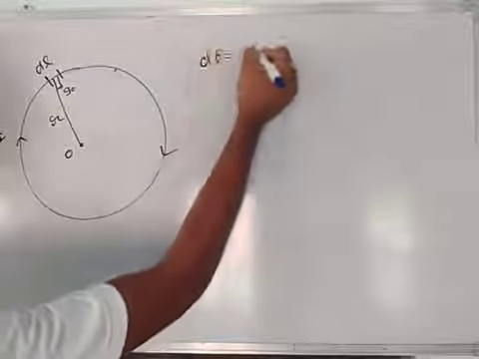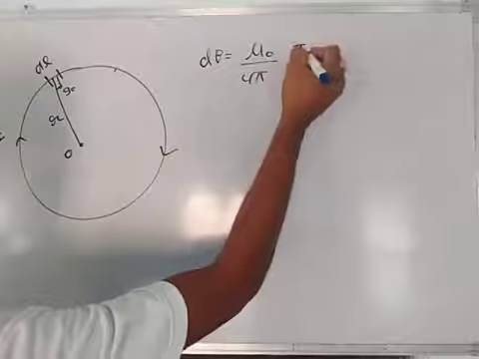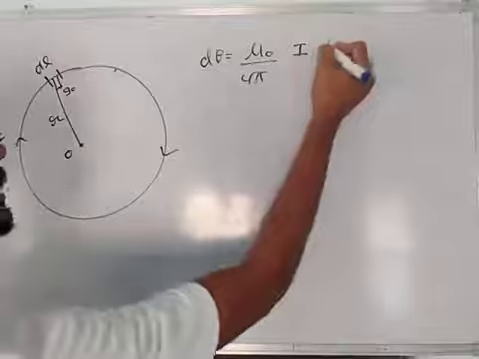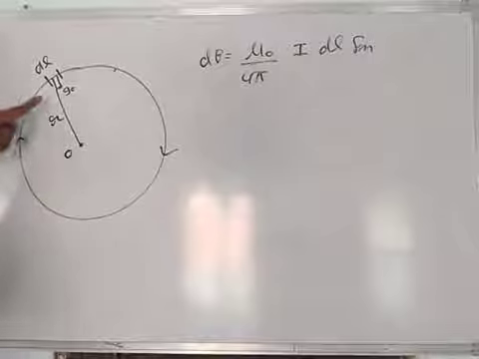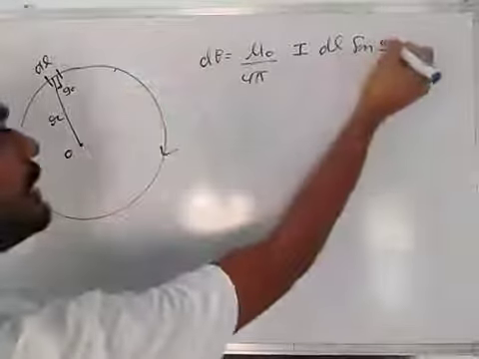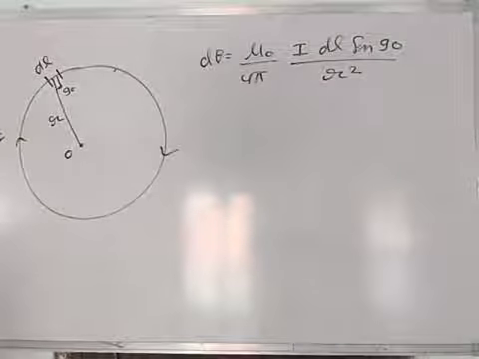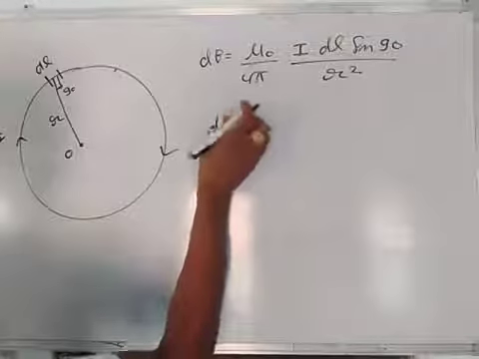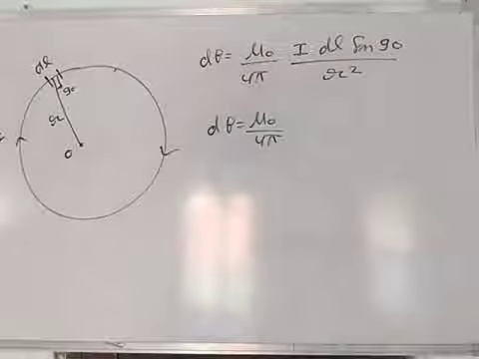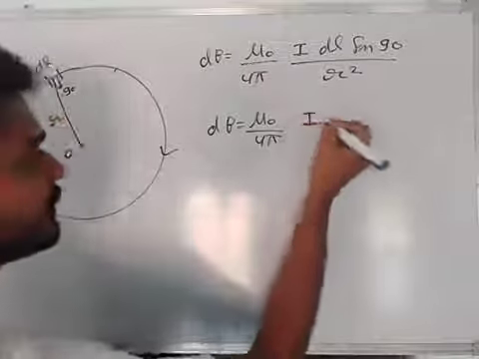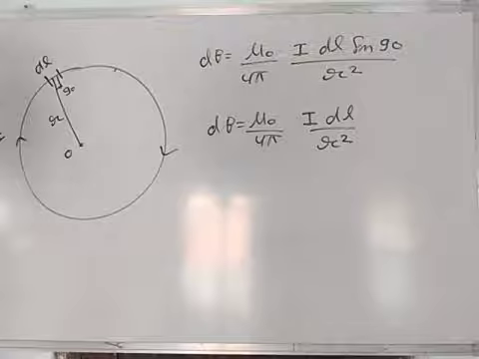is equal to mu naught upon 4 pi I dl sin theta by r square, where I is the current, dl is this small length, and theta is the angle between r and dl. Here theta is 90 degrees, so I dl sin 90 by r square. Then dB is equal to mu naught upon 4 pi I dl by r square, because sin 90 is equal to 1.